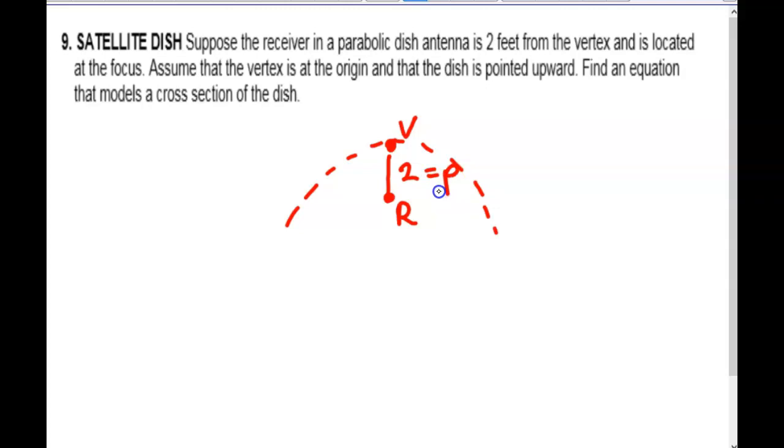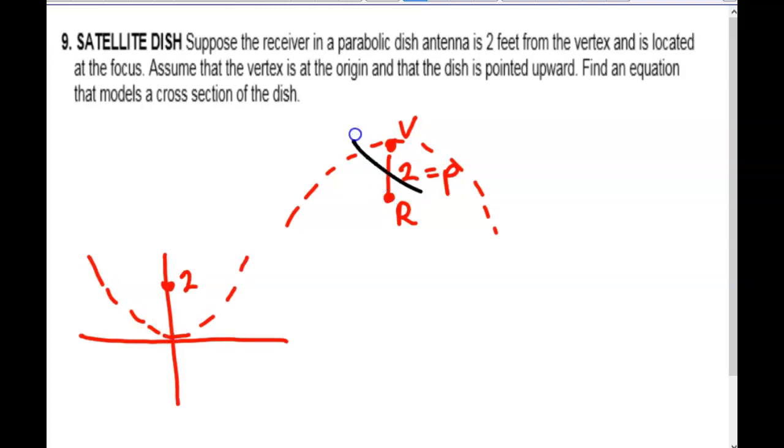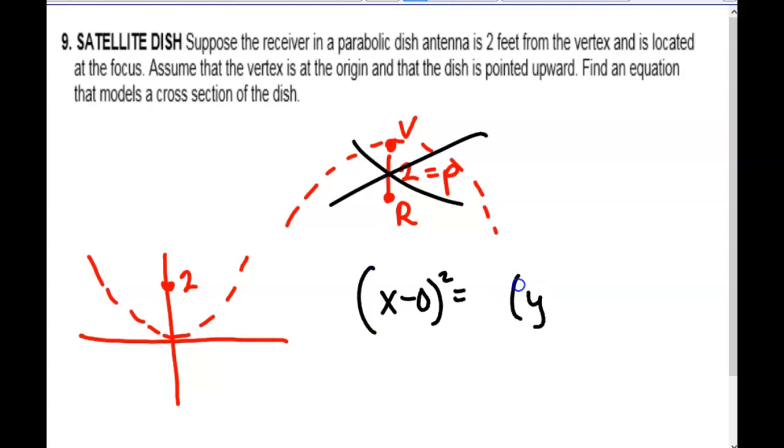Assume the vertex is at the origin and the dish is pointed up. Clearly that's what I drew. Okay, just kidding. They want us to go this way, and this is 2 units up. Find an equation. Where's the vertex? They said at the origin, so it would be x minus 0 squared equals y minus 0 times, and what are we supposed to put in? 4p, which would be 8. We could rearrange that, but it's good enough for me.